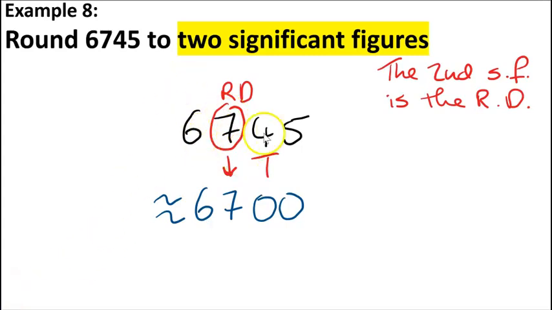So 6,745 is indeed approximately equal to 6,700. They are very close. It makes sense mathematically. And our answer has two significant figures in it, so two non-zero digits. So our answer is 6,700.